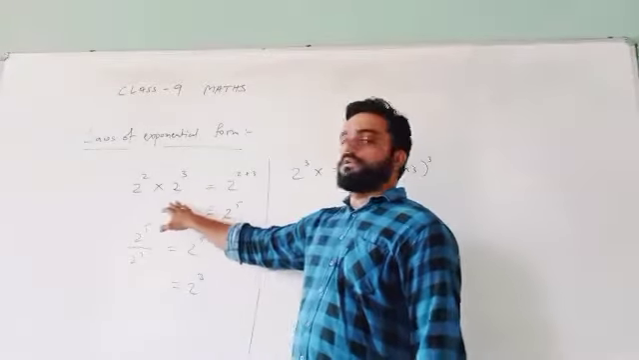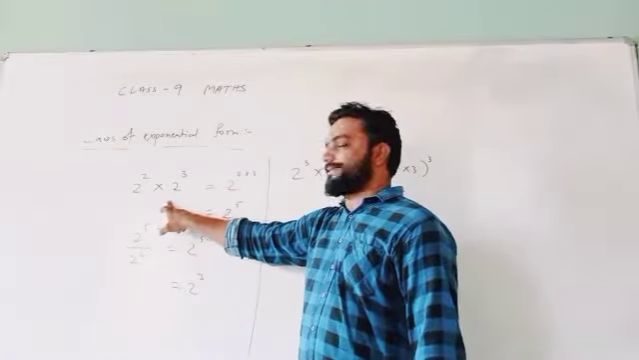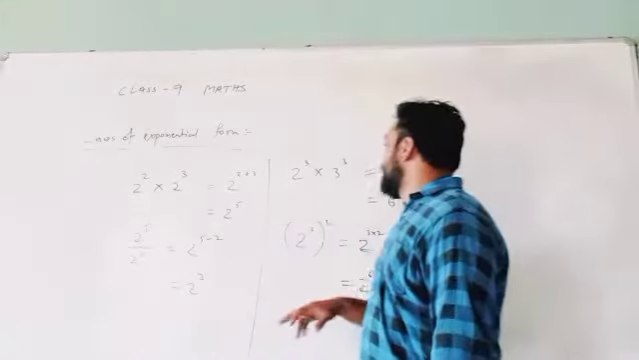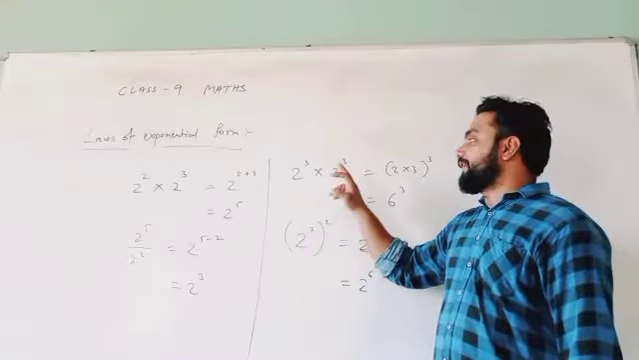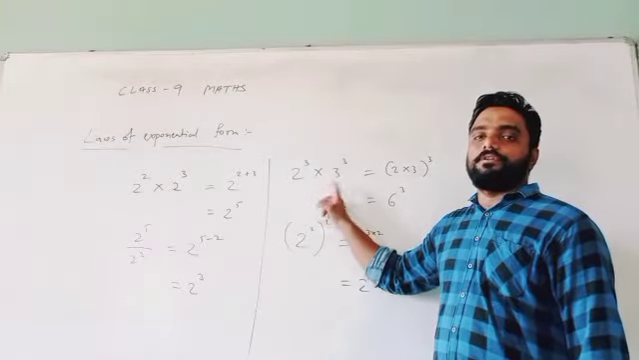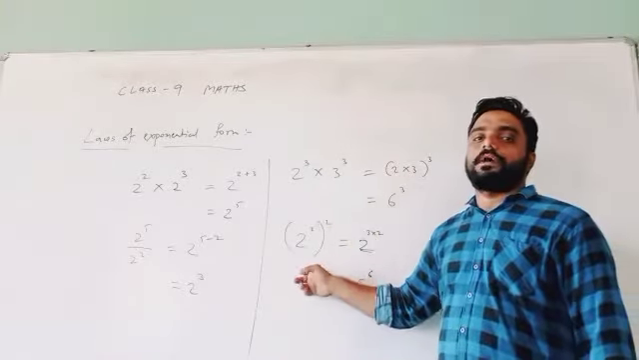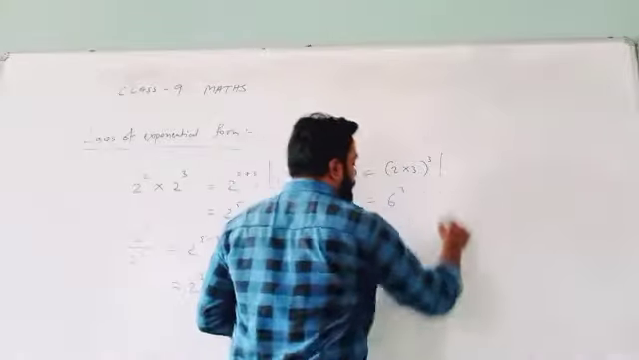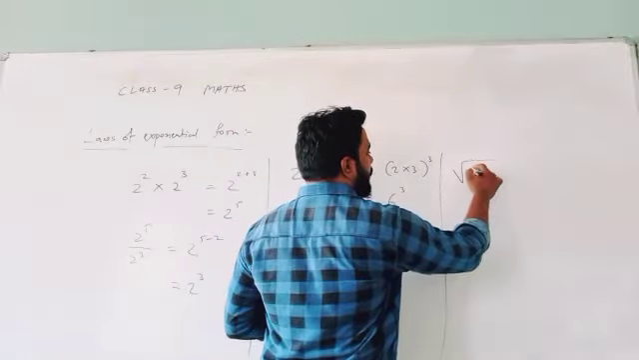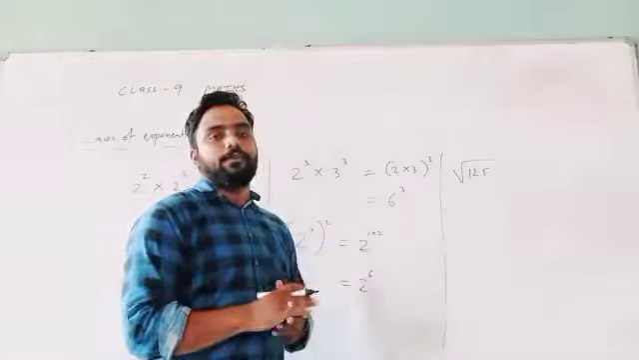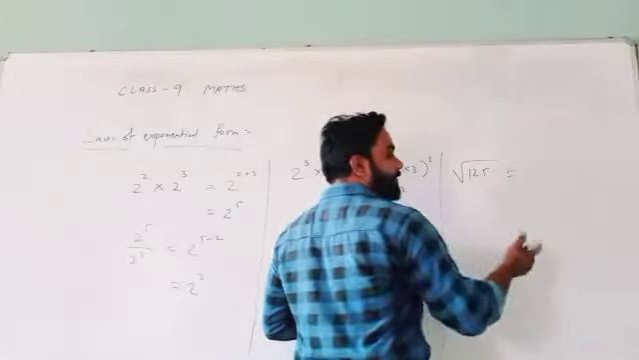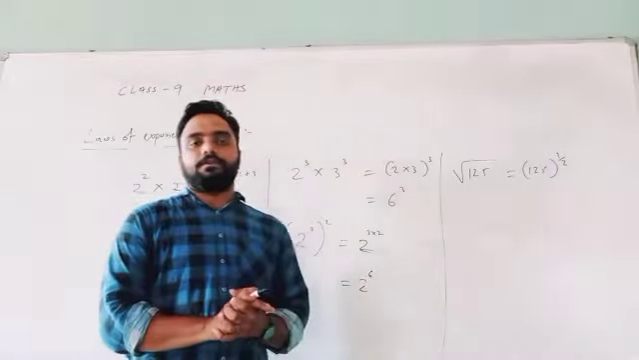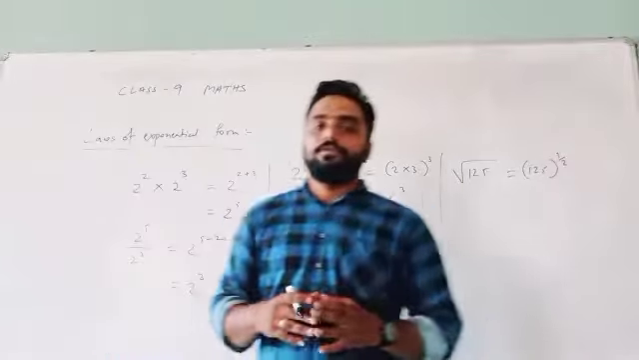So these are the 4 important laws of exponents: multiplication of exponential forms having the same base, division of exponential forms having the same base, multiplication of exponential forms having the same power but different bases, and the power of power. Understand? Another thing I want to tell you is that if a square root is given, if I write square root of 125, you can write it in exponential form as 125 whole raised to half. Understand or not?